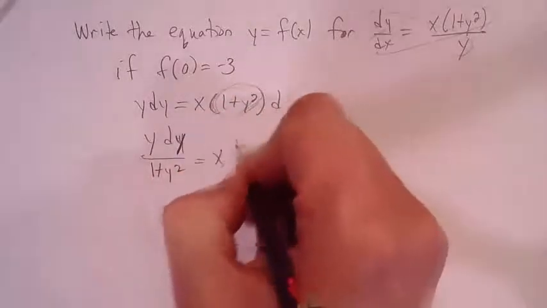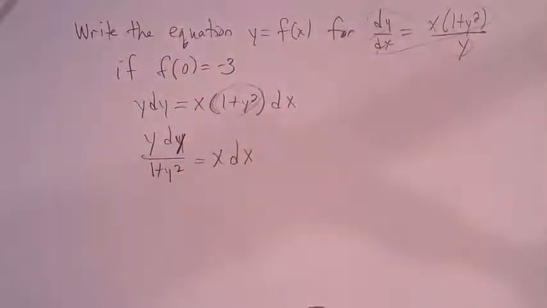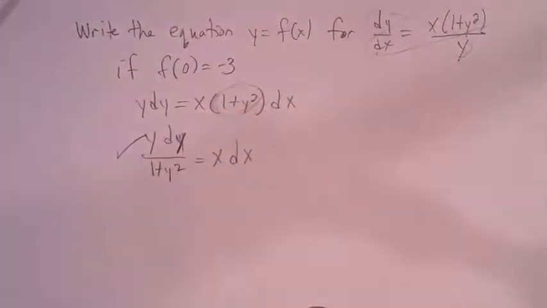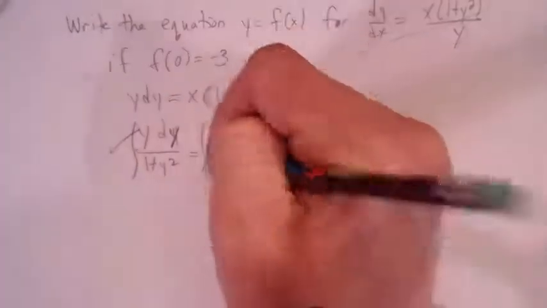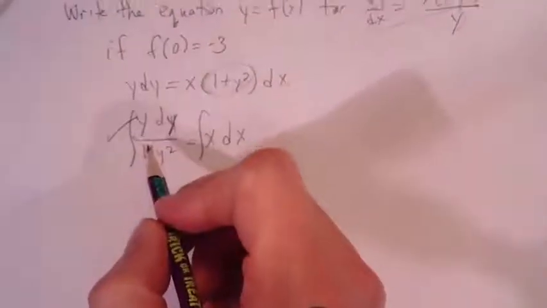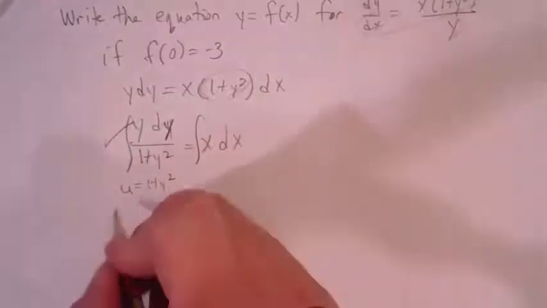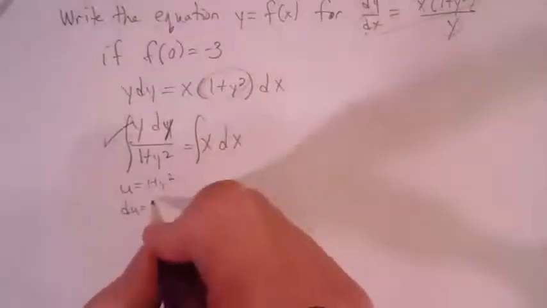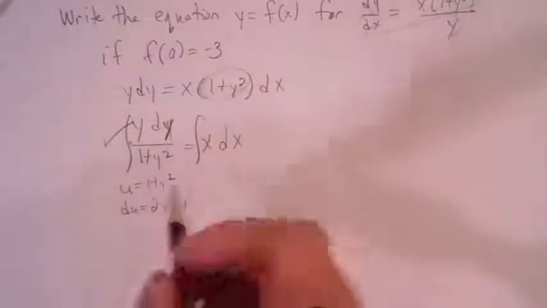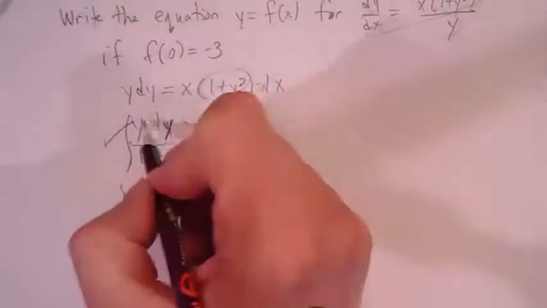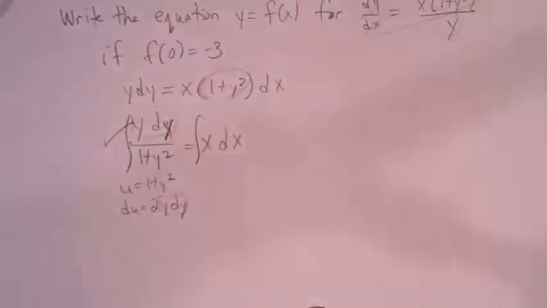And that'll just leave me with x dx on the right. Now I'm ready to integrate. Once the variables are separated, you can integrate. I think u sub is going to be our friend on this side, because du would then be 2y dy. That contains the numerator of the original integrand.